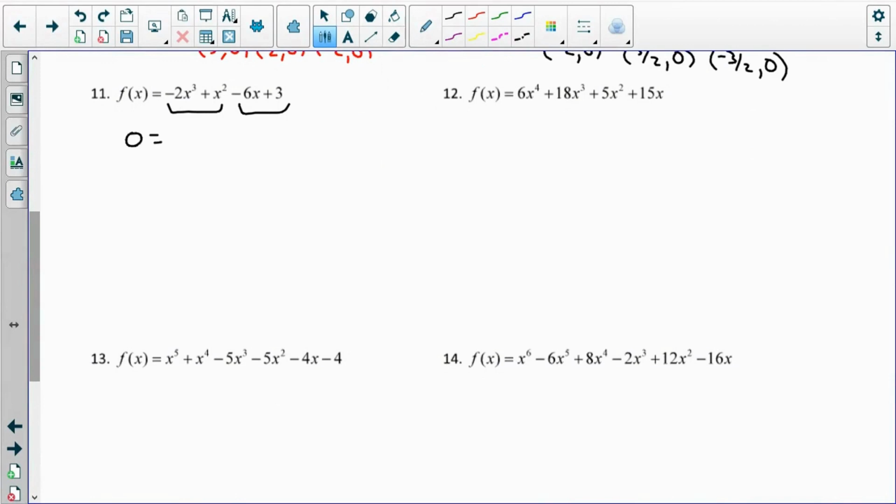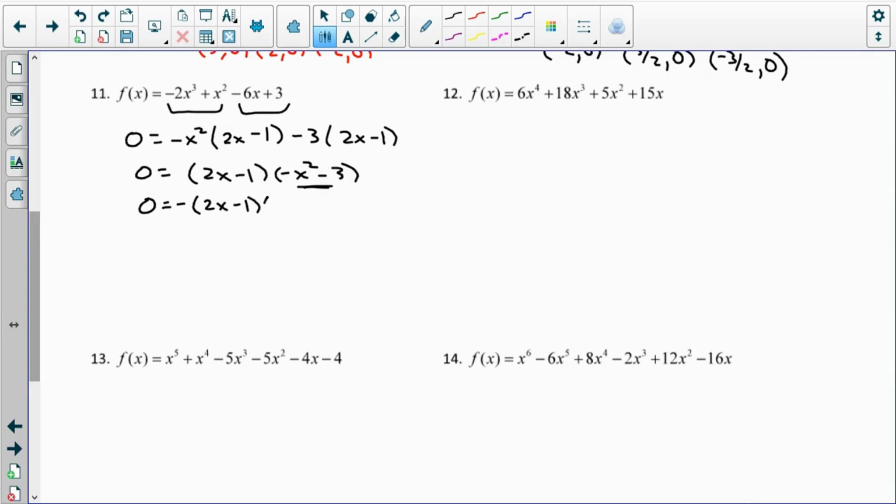So the greatest common factor of the first two terms is negative x squared, and I'm left with, let's see what I have, 2x minus 1. Then the greatest common factor of those terms is minus 3, and then I'm left with 2x minus 1. So I have 2x minus 1, and then I have negative x squared minus 3. I can pull out a negative 1 from this, so I have negative 1 times 2x minus 1, times x squared plus 3.